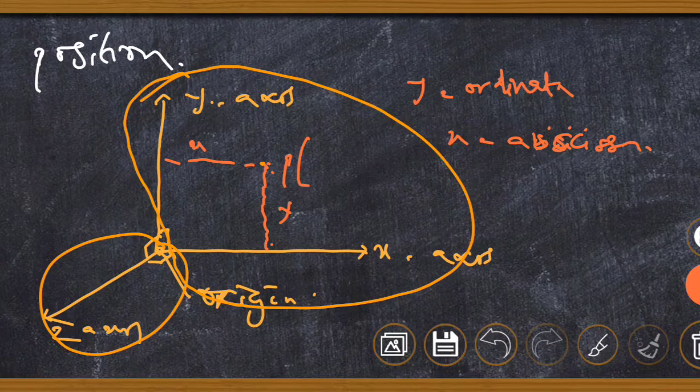whereby each of these two values, which represent the distance of point P from the y-axis and the distance of point P from the x-axis, I can easily put them in a coordinate system of what? (x, y). Now, this is what we call position. Now, the next thing is distance.